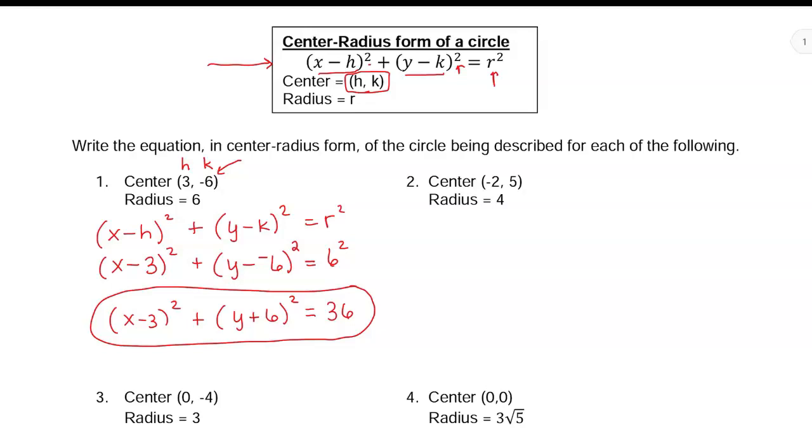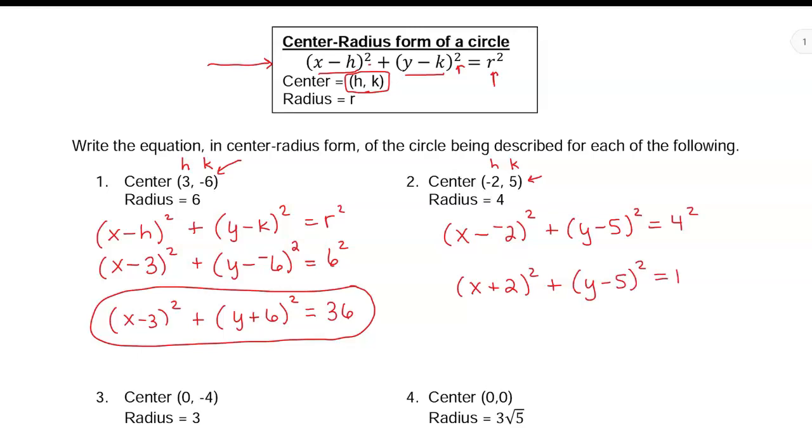I'll do another one. The center is at -2, 5. So that's like x minus -2 squared plus y minus 5 squared equals 4 squared. So notice how I put -2 in for h, 5 in for k, and 4 in for r in the formula. Just remember that when you have minus a negative, you can write it as plus. So the first parentheses you should write as x plus 2 quantity squared. And then the next one is just y minus 5 quantity squared. And then you write 4 squared as 16.